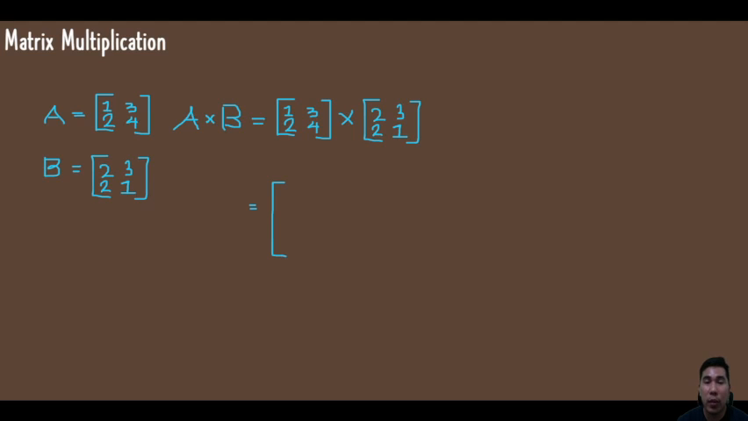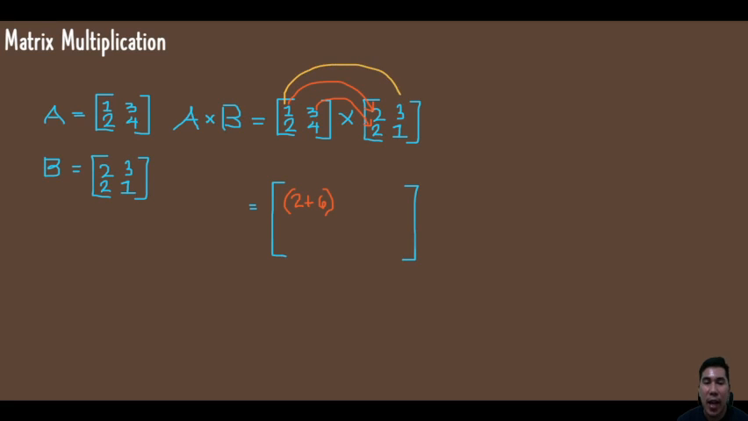So we multiply 1 and 2, okay? 1 times 2 is 2, and then we add the result to 3 times 2. 3 times 2 is 6. So later on we compute the result of 2 plus 6, which, of course, is 8.